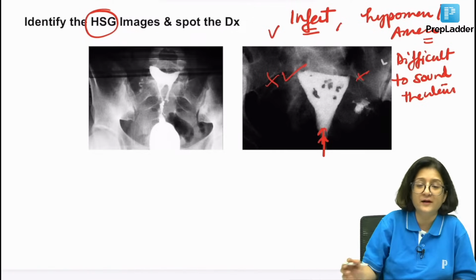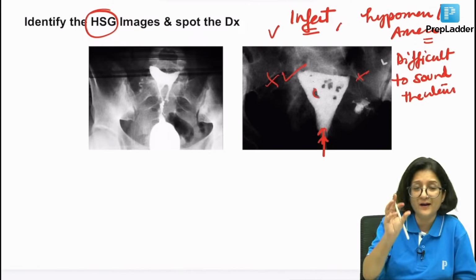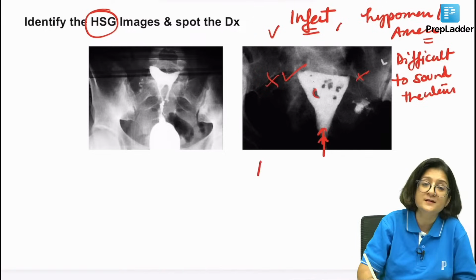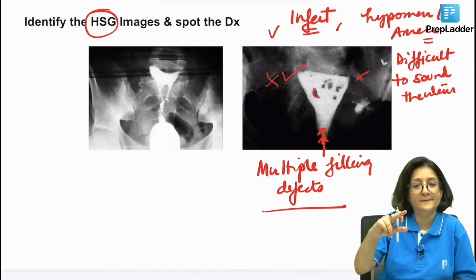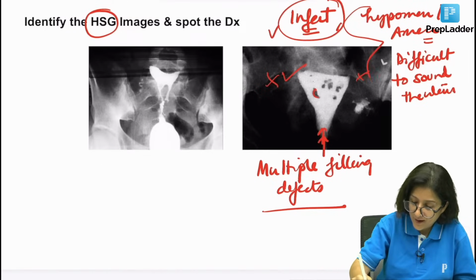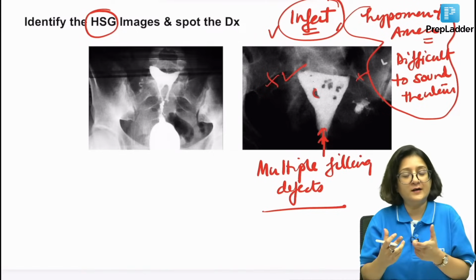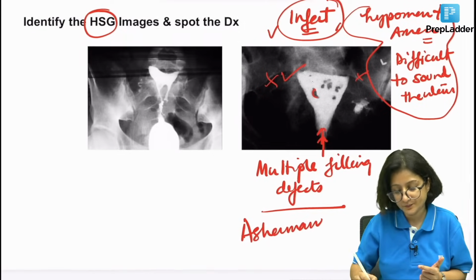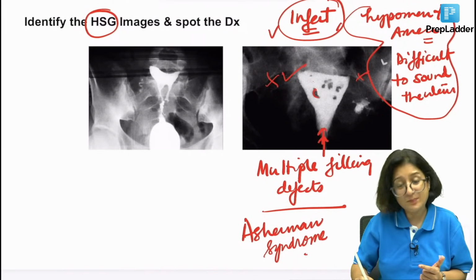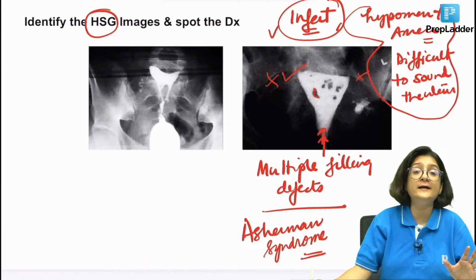None of the dye is coming out of the fallopian tube. Mostly dye is remaining inside the uterus only, and there are punched out multiple filling defects. In the patient's profile, when we did a hysteroscopy as a part of infertility workup, we were able to pick up Asherman syndrome.